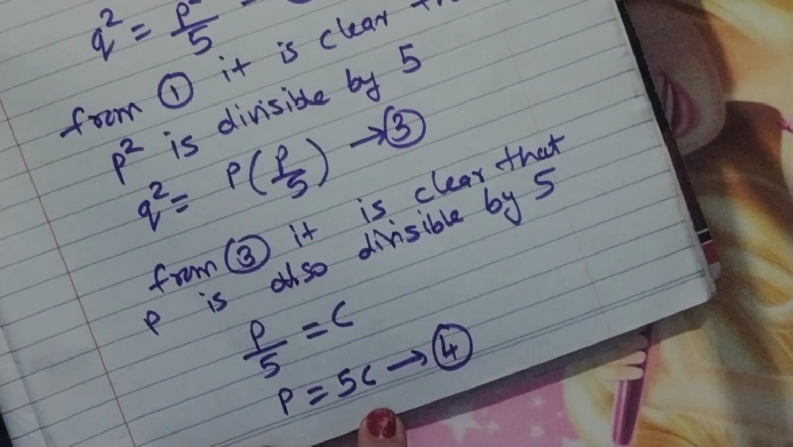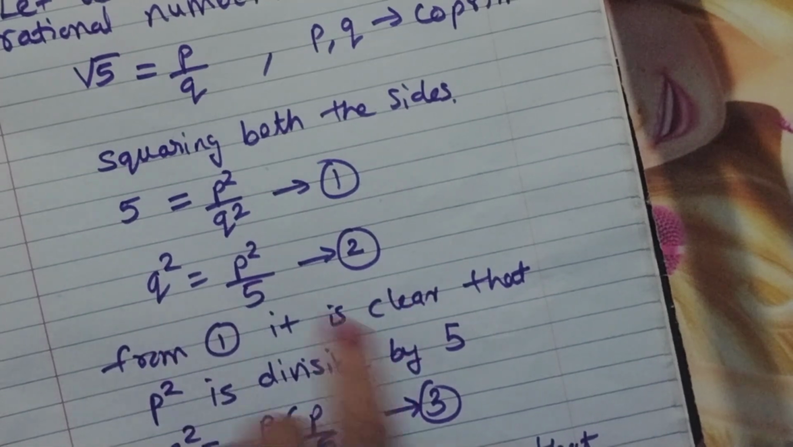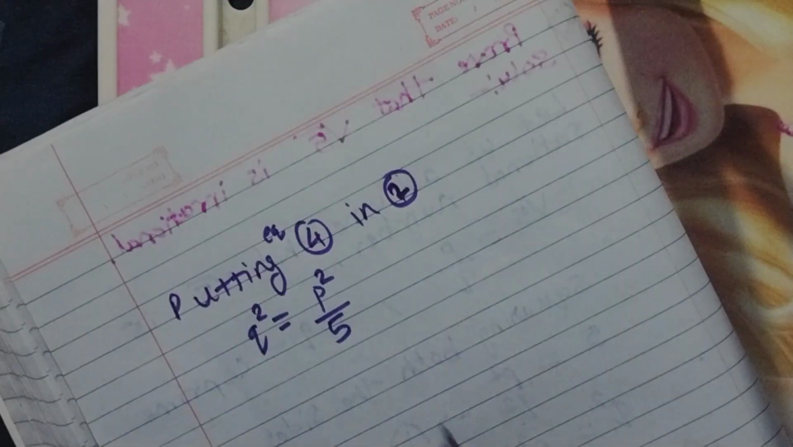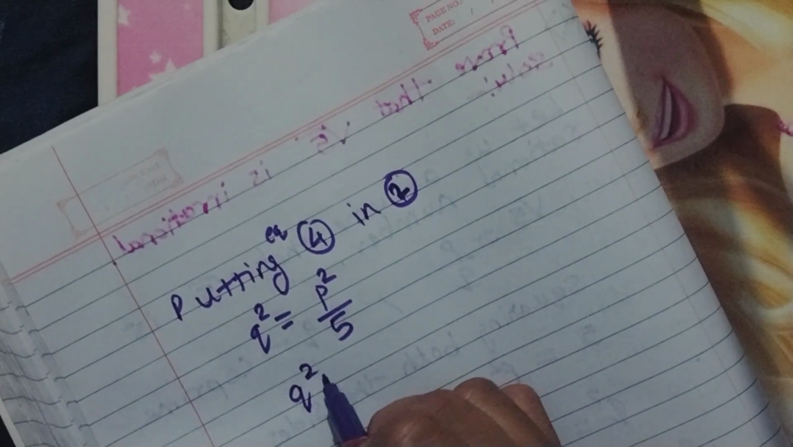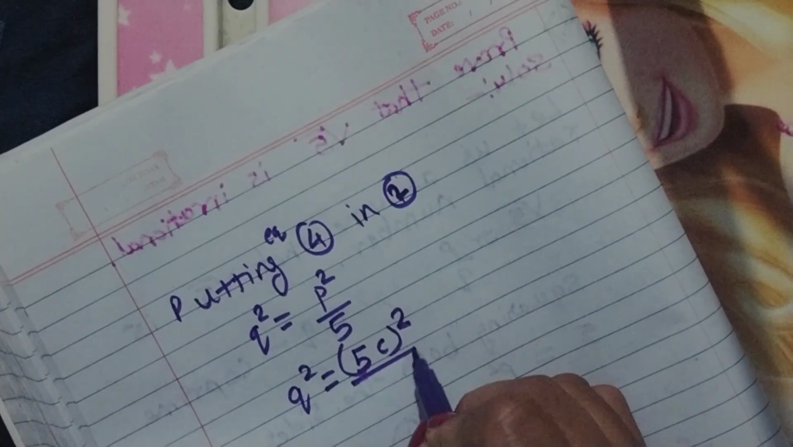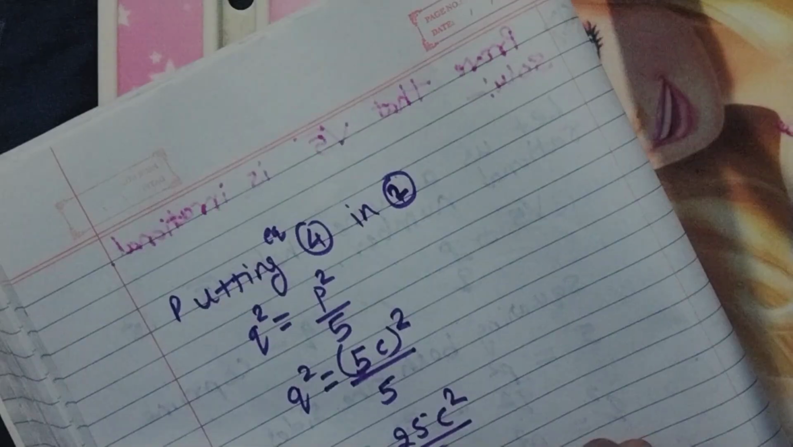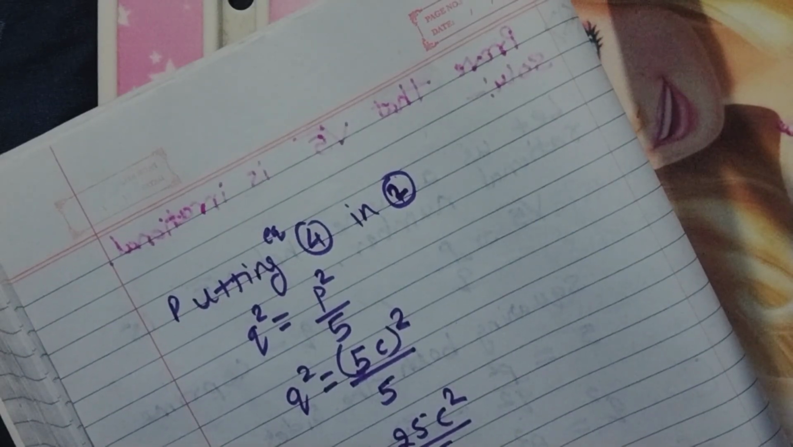Now this p equal to 5c, we put in equation 2. That is, q square is equal to p square upon 5. So put 4 in 2. Equation 2 is q square is equal to p square upon 5. So q square is equal to, the value of p is 5c, so we will do here (5c) square upon 5. So it will give 25c square upon 5. So q square is equal to 5c square.